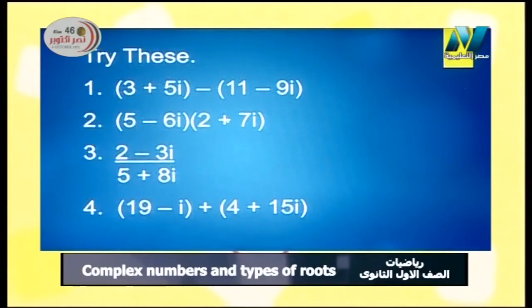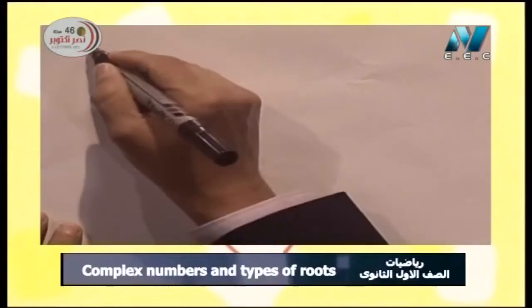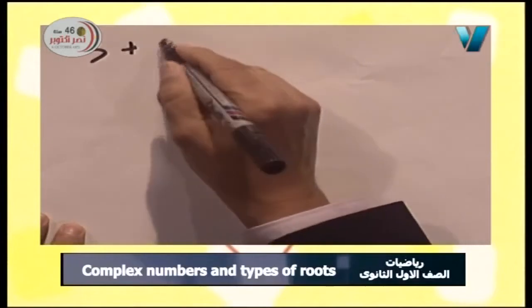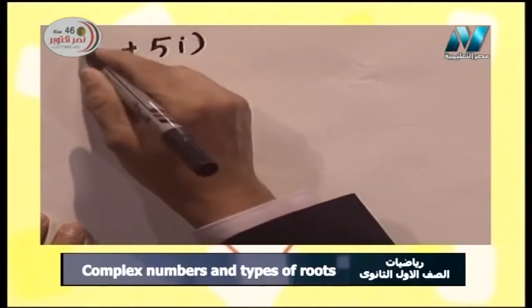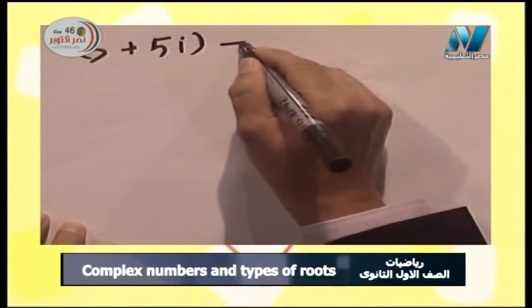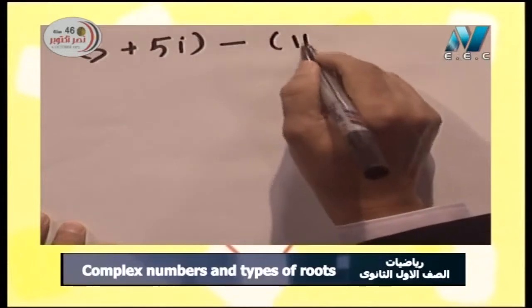Try this. My dear students, we will try these questions with each other using papers. So look with me. We have the first question, which is this: 3 plus 5i minus (negative 11 plus negative 9i).